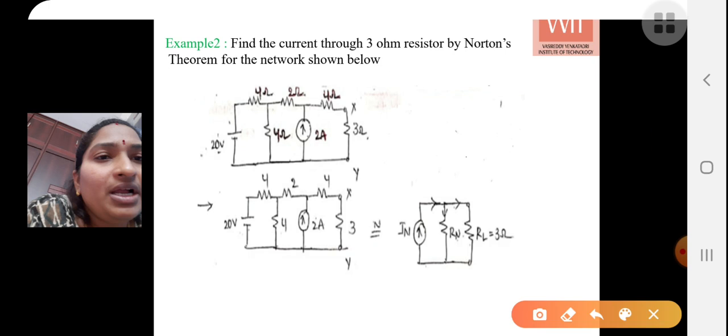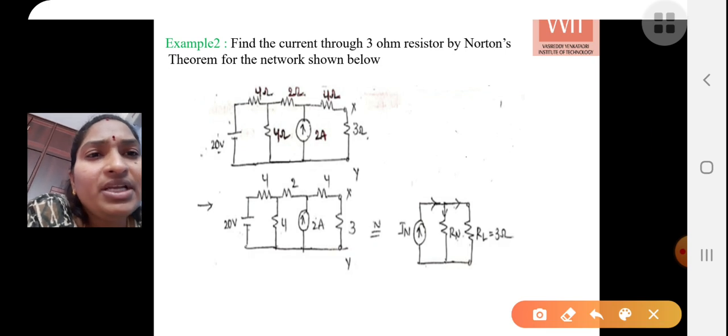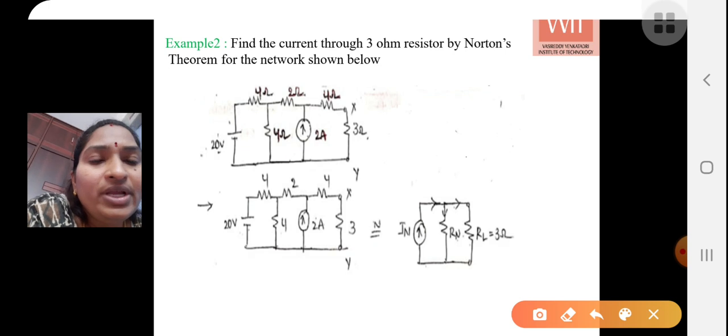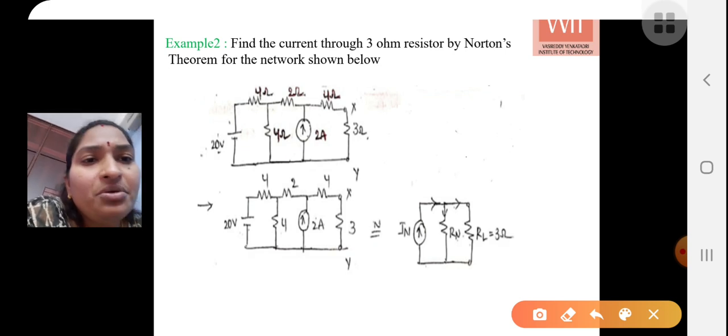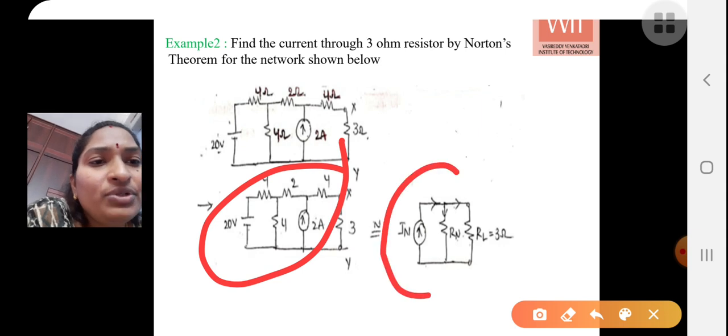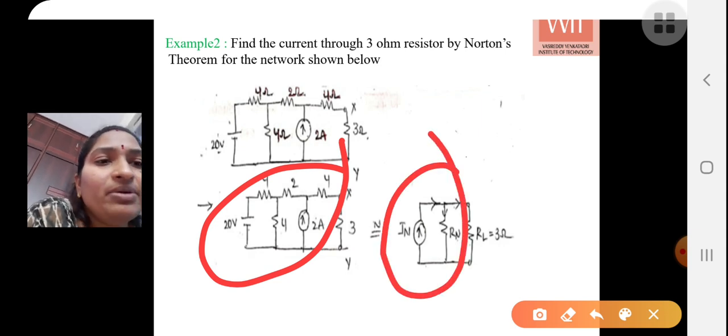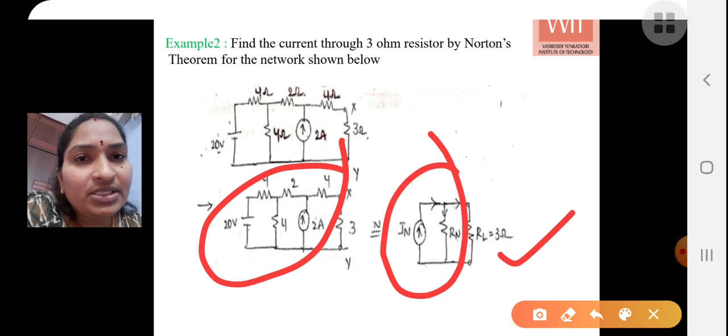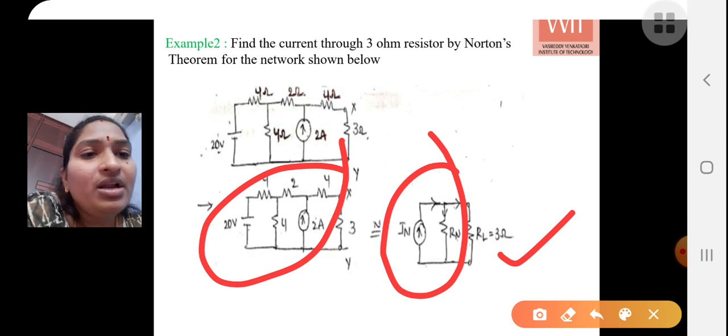So for that, let us see this network. It consists of 4 resistive branches and 2 sources, excluding the load resistive branch. This network we have to simplify into Norton's equivalent circuit, and again I am reconnecting this load resistive branch of 3 ohms. Now I need to calculate the IN value and the RN value.